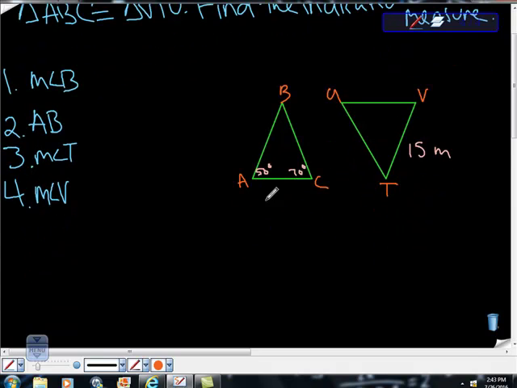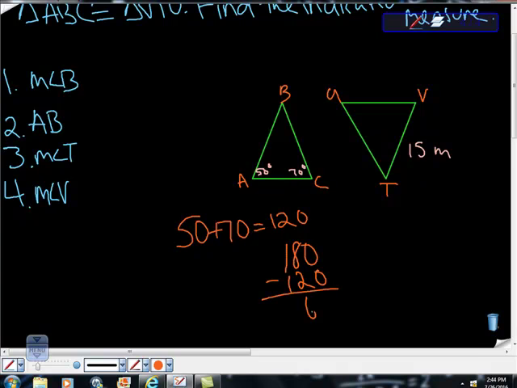Angle A is 50 degrees and angle C is 70 degrees. So let's add them together. 50 plus 70 equals 120. What we can do is take 180 minus 120, and we get 60. So the measure of angle B is 60 degrees, because 50 plus 70 is 120, and 120 plus 60 gives you 180. So that makes sense. That one's pretty simple.